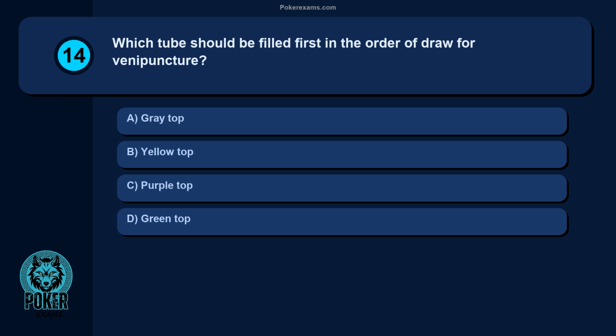Question 14. Which tube should be filled first in the order of draw for venipuncture? Gray top. Yellow top. Purple top. Green top.